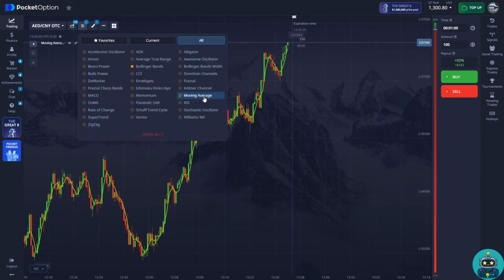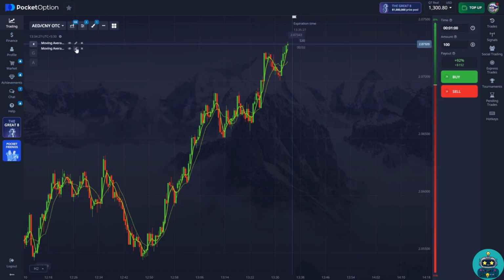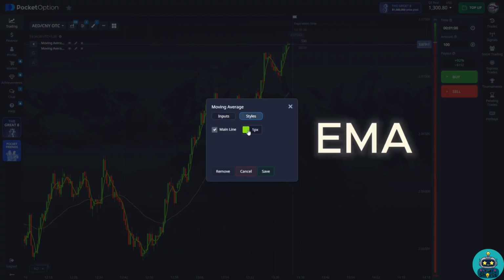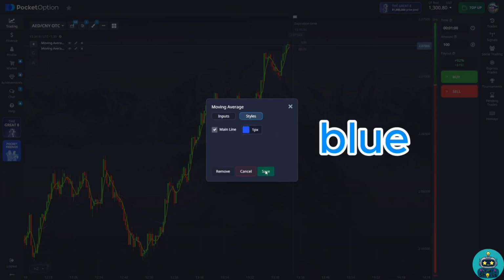After doing this, come to the indicator section one more time, select moving average, and change its period to 50, change its SMA line to EMA, come to style, change its color to blue, and save it again.